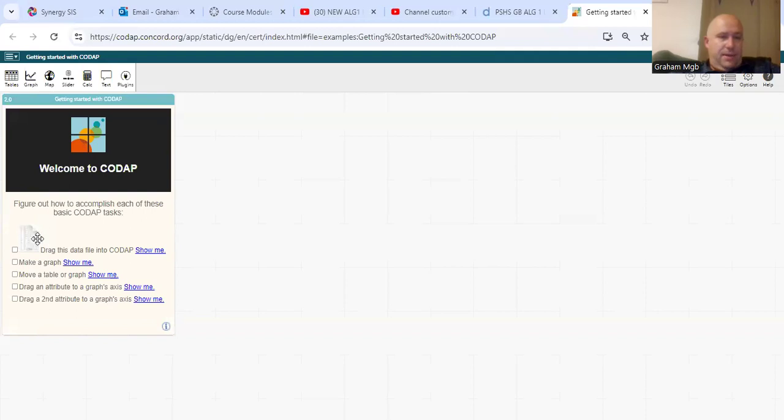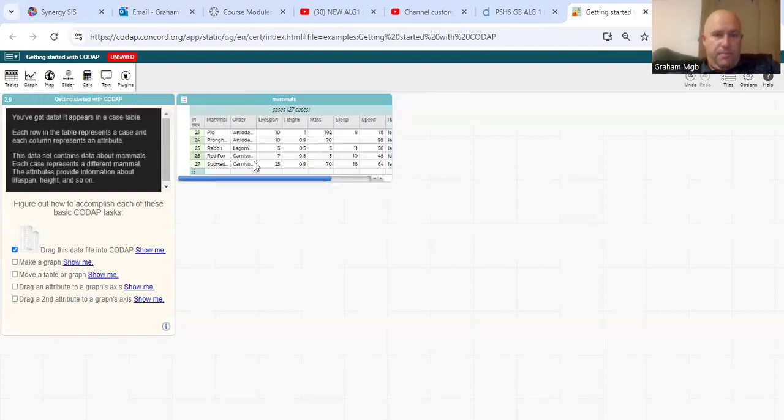So it says drag this data file into the code app. So I'm just dragging, and if you do it right, it'll give you a little check. Now I can see I've got some animals here, and I can see I've got things like how long do they live, what's their height, what's their weight, how long do they sleep for, what's their speed, etc., etc.